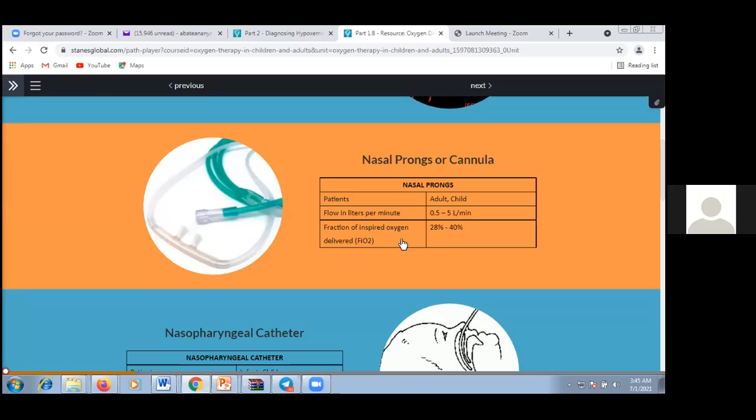So the fraction of inspired oxygen that can be achieved is 28 to 40%. You can even get lower FiO2s like 24% if you are using a low flow like 1 liter or below. With each 1 liter increment using nasal prong, you can expect to increase the FiO2 level by 3 to 4% from the atmospheric level, which is 21%.